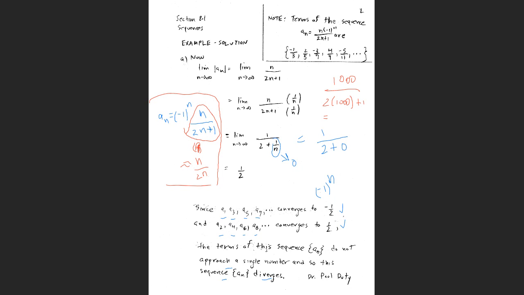If you take 1,000 and divide it by 2 times 1,000 plus 1, what do you get? You get 0.4 approximately, and let me know if you're getting this. Who's getting this? 0.49975. Who's getting something like that?